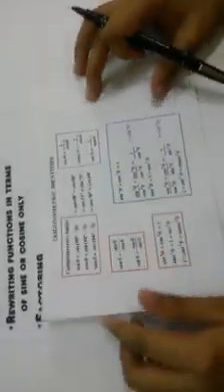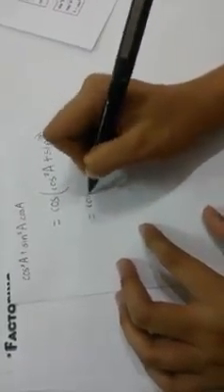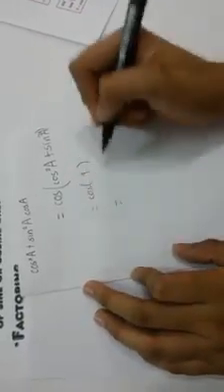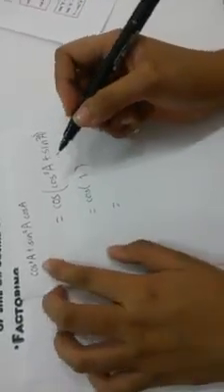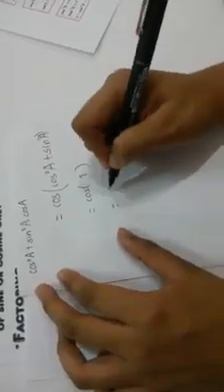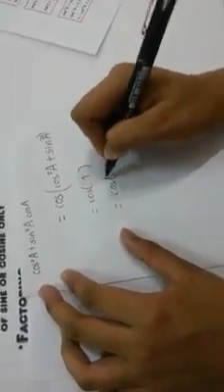Look at your table again and you can see that sine squared plus cosine squared is equal to 1. So, this will become 1. And the simplest form of cosine cube A plus sine square A cosine A is equal to cosine A.